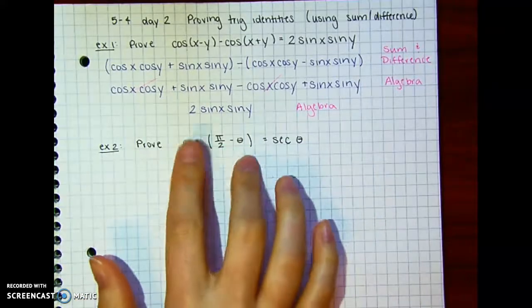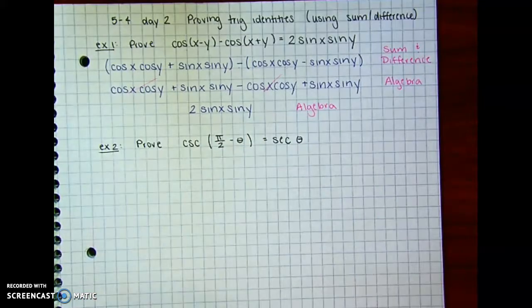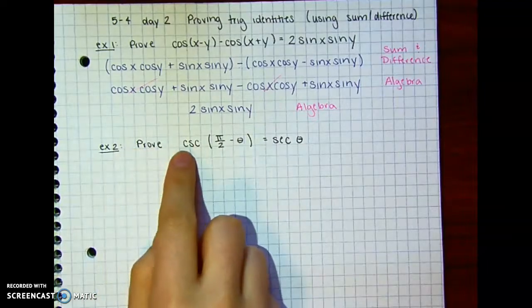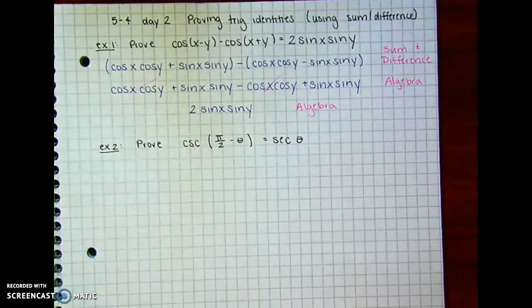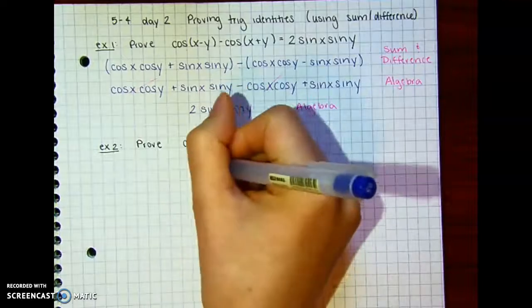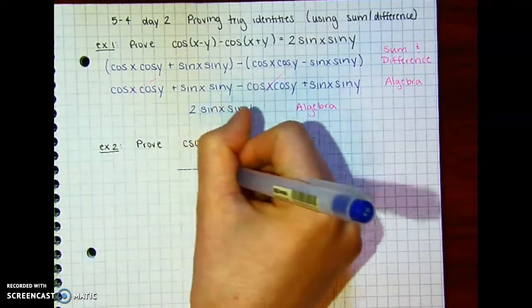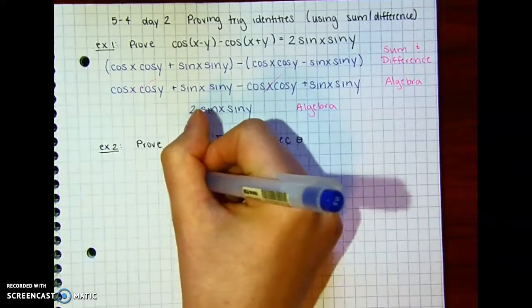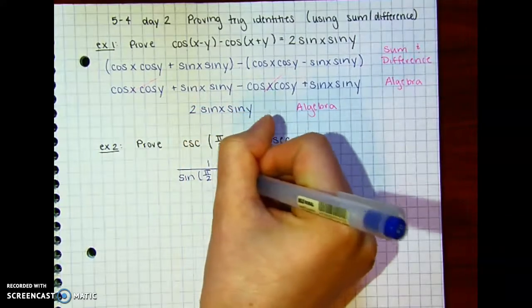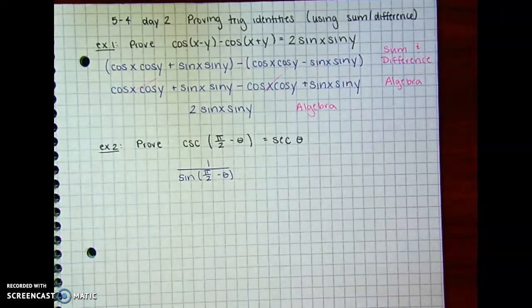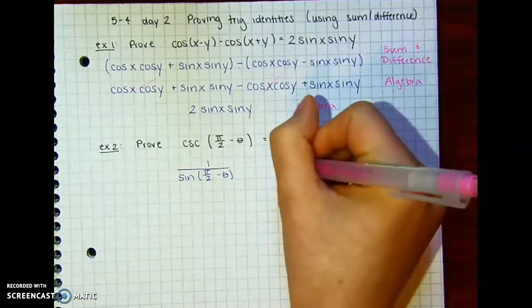And I'm going to start by using my reciprocal identity because this is cosecant and the sum and difference identities are for sine, cosine, and tangent. So I'm going to first change this to be sine. So 1 over sine of pi over 2 minus theta. And that's just the reciprocal identity.